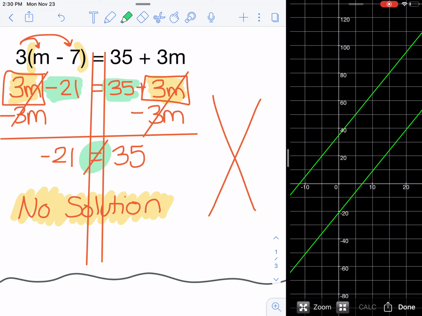So the first thing you could run into is a situation like this, where all of your variables disappear. You end up with two numbers that are not the same on either side, and that means that unfortunately we have no solution.